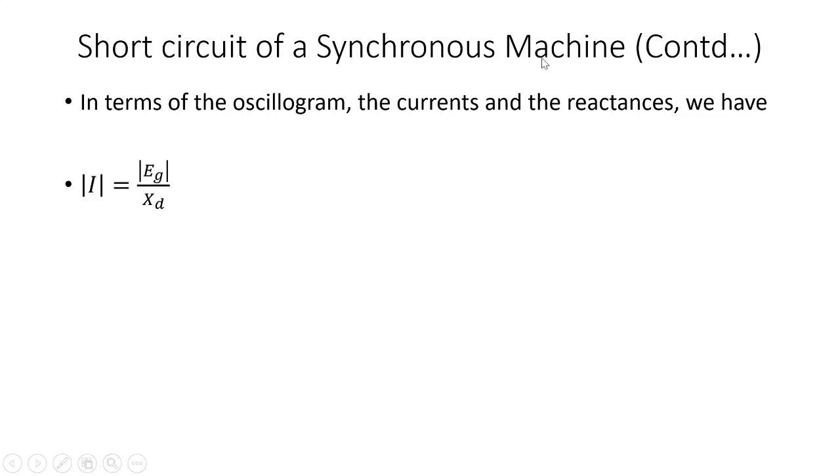So from the currents and reactances, we can say that the steady state current is equal to EG, that is the voltage source voltage value, by XD. The transient current is equal to EG by XD dash, which is the transient reactance, and the subtransient current is equal to EG by XD dash dash, which is the subtransient reactance.